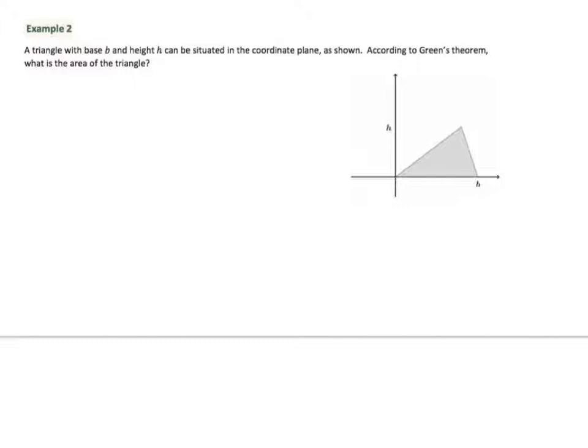A triangle with base B and height h can be situated in the coordinate plane as shown. According to Green's theorem, what is the area of the triangle? So area of a triangle is 1/2 base times height. Let's see, over here I have 0, 0. And then up here I'm going to say I'm at x comma h. And here B comma 0. Those are my ordered pairs.